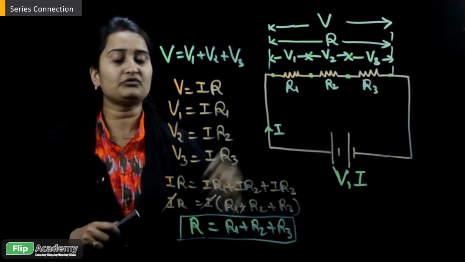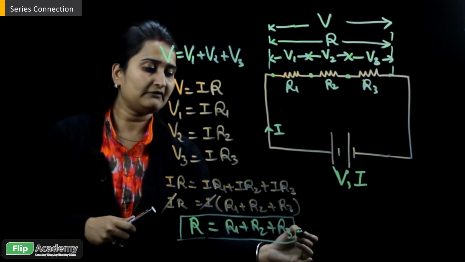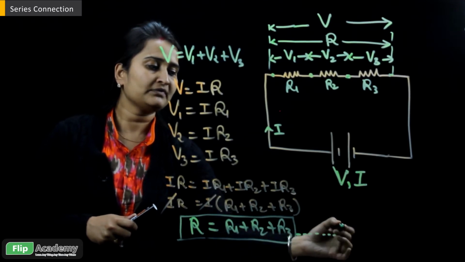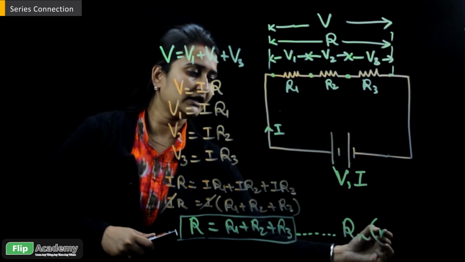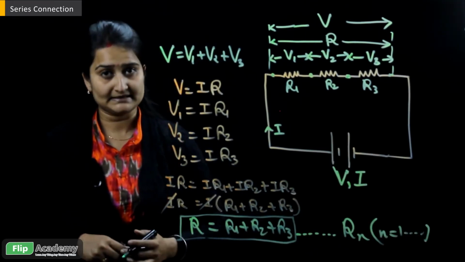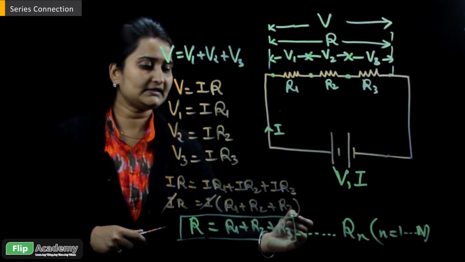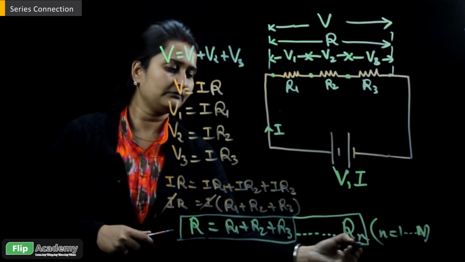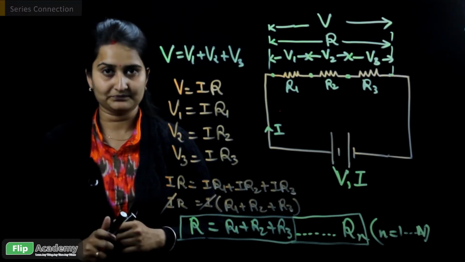Now, we have taken 3 resistances. You can take 2 resistances, you can take 4 resistances and so on. If you are taking more than 3, you can increase it up to Rn. N is an integer from 1 to the number which you can specify, say capital N. So, this is the relationship between the resistances when they are connected in series.